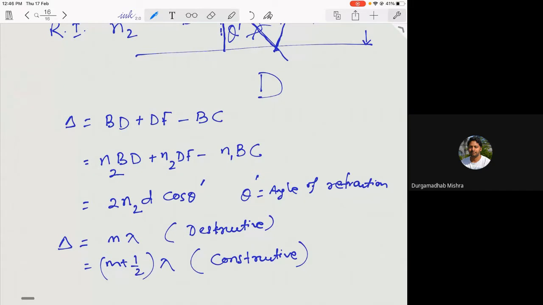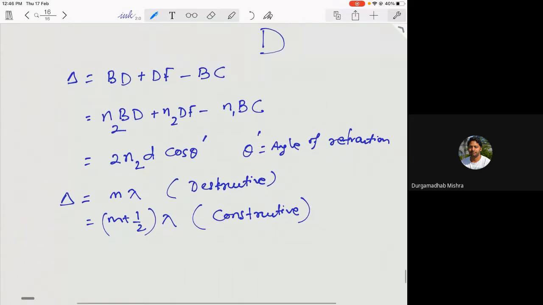Earlier it was just 2nd, because there was no oblique incidence, no theta involved. But due to the involvement of cosine theta, the path length has changed, and this condition, delta is equal to 2 n2 d cosine theta prime, is known as the cosine law. Okay, so sometimes it is known as the cosine law.